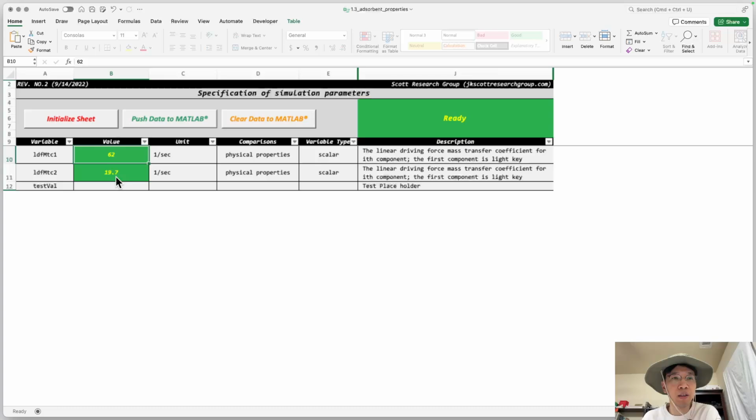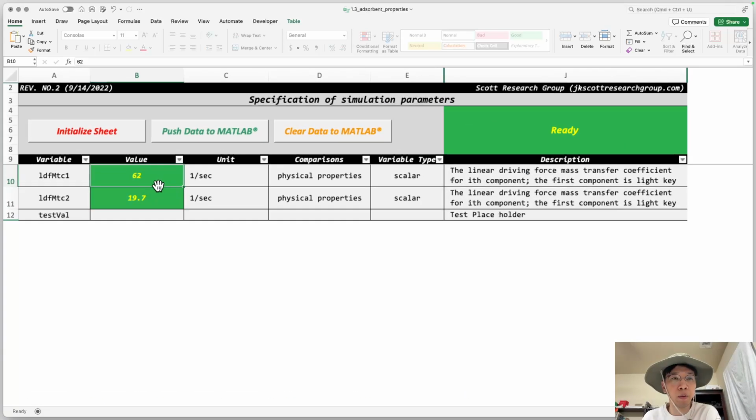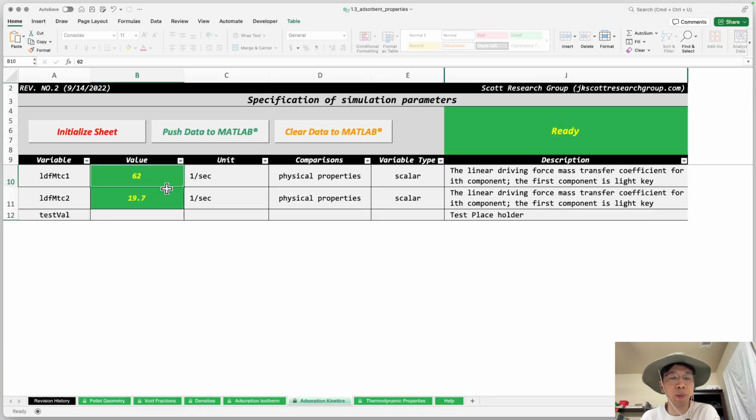Adsorption kinetics is simpler. We always assume linear driving force kinetics, so all you need to do is specify the mass transfer coefficient, which can be obtained from an independent set of experiments, or sometimes these are used as tuning parameters to fit our PSA pressure profile to the experimental data.